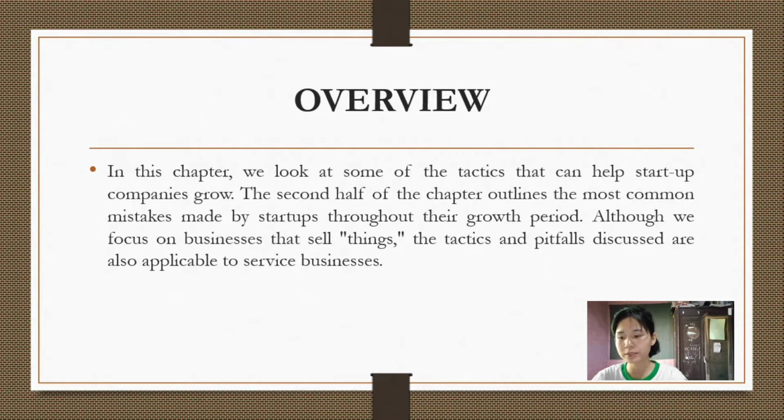Throughout the presentation, the presenter will discuss different tactics that can be helpful for startup companies' growth. The presenter will also tackle the common mistakes that they made. It is also important to discuss this to avoid pitfalls, especially since they are startup companies. So, ang pitfalls po ay bankruptcy.